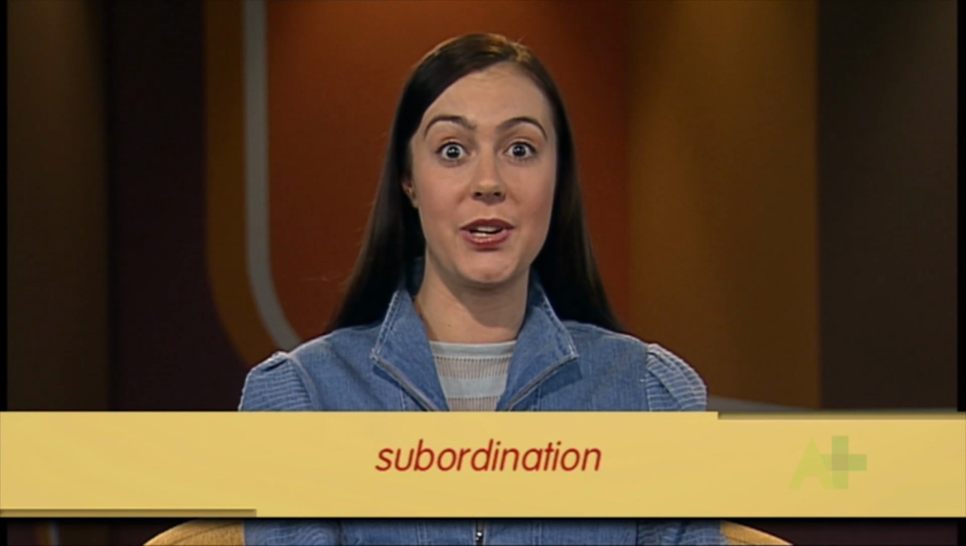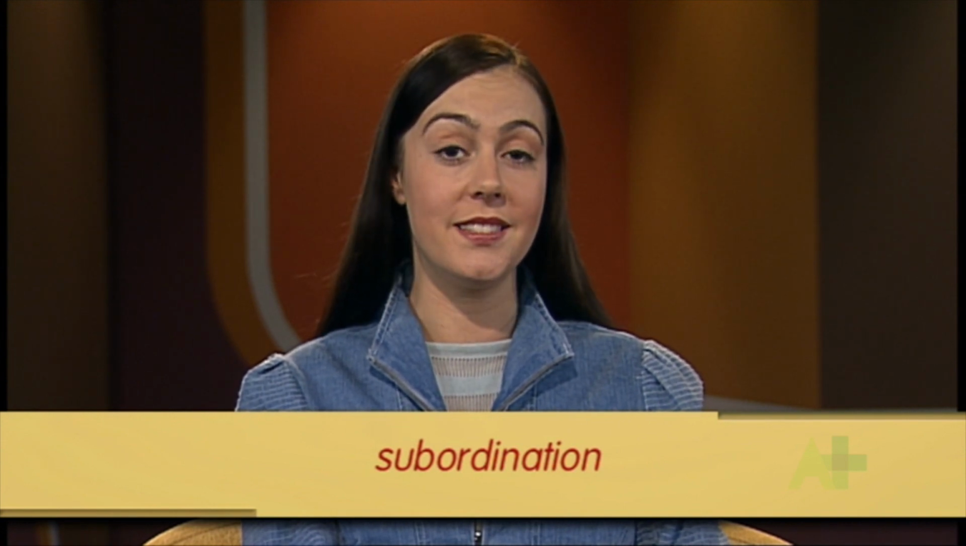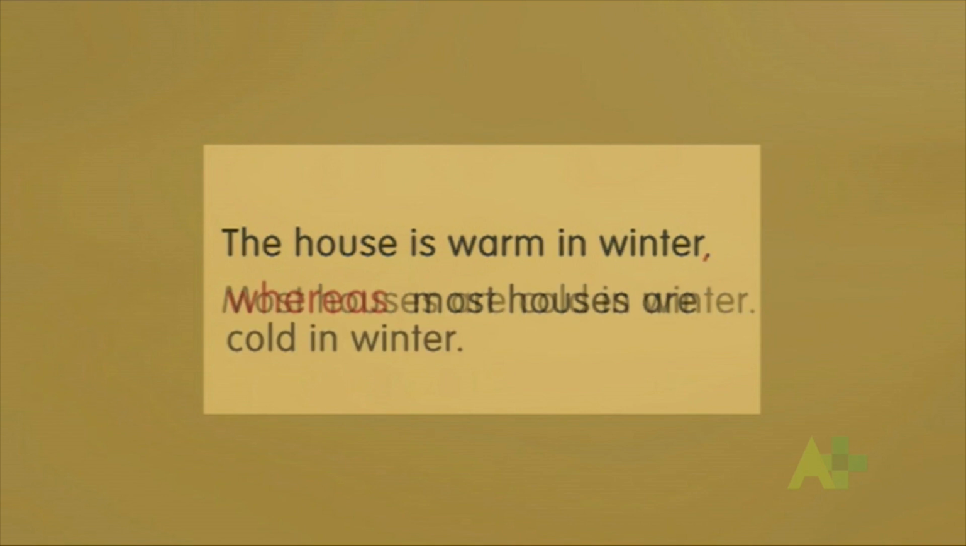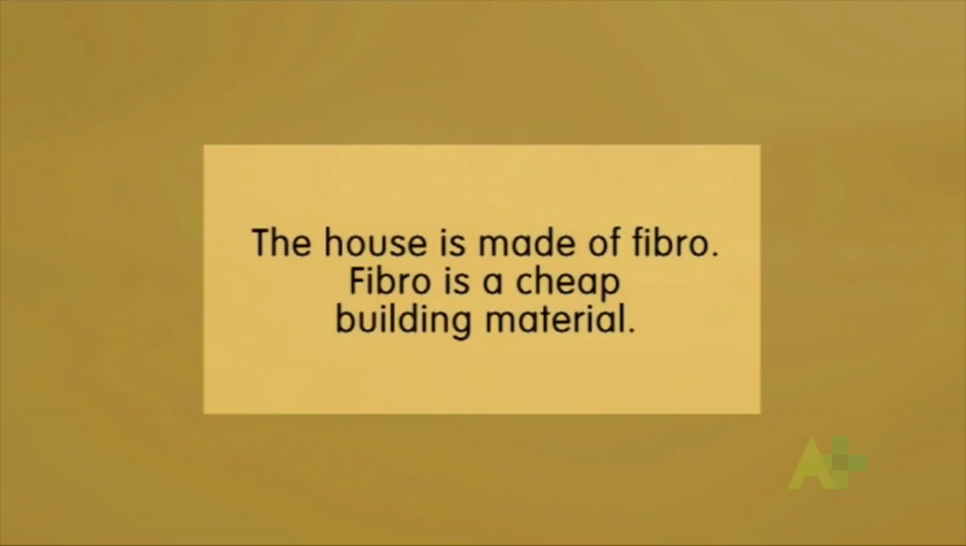Now let's practice subordination. That's making two sentences into one complex sentence. Try using whereas. The house is warm in winter. Most houses are cold in winter. This can become, the house is warm in winter, comma, whereas most houses are cold in winter. And here's another one. Here, try to link the sentences using which. The house is made of fibro. Fibro is a cheap building material. The house is made of fibro, which is a cheap building material.